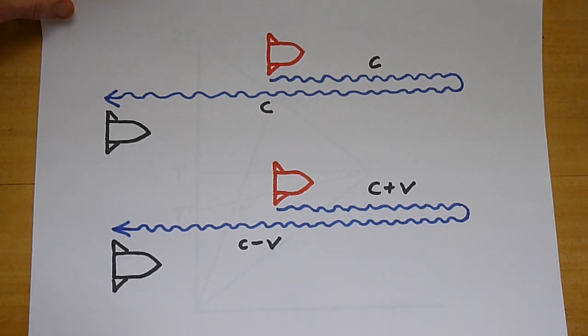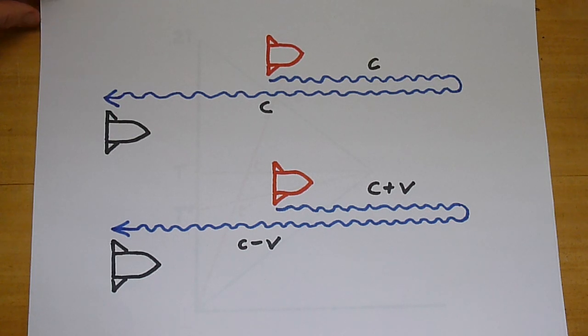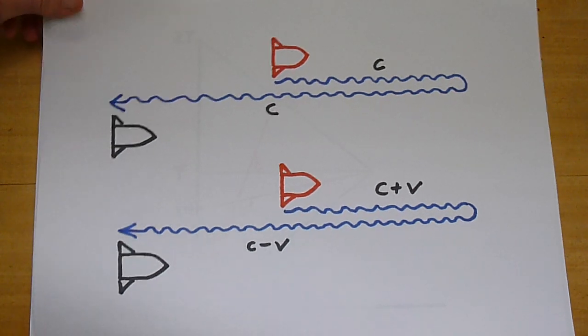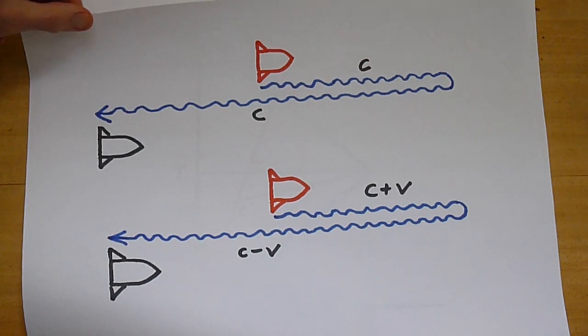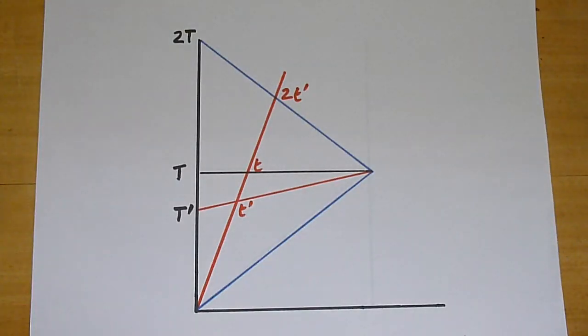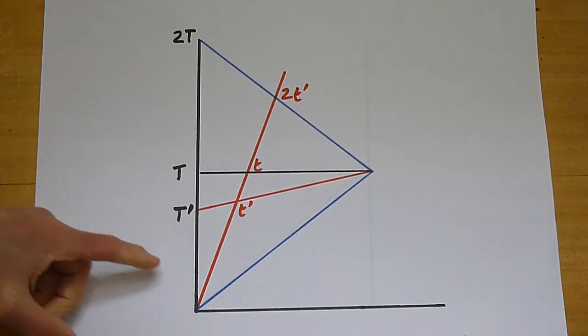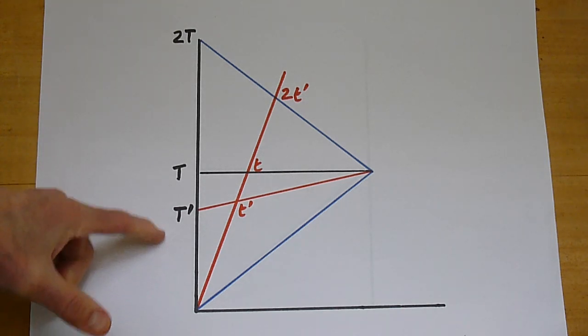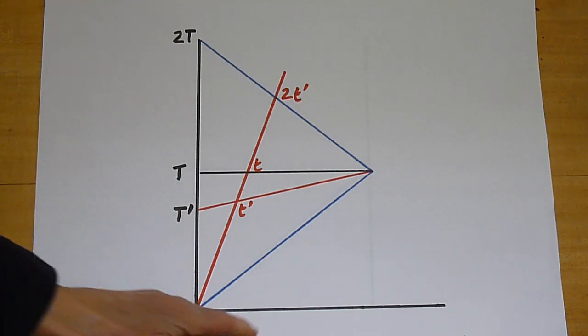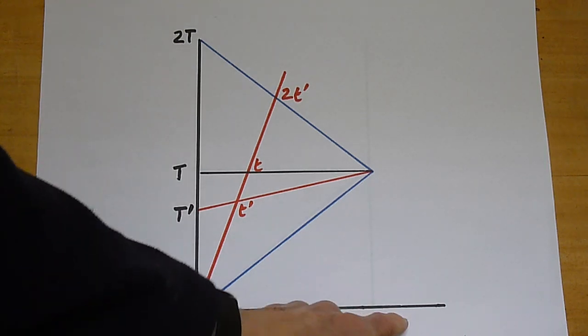Okay, now we can show the same situation in a two-dimensional diagrammatic form. Just to rub it in, this is the same situation. Here we have a time axis and a distance axis.